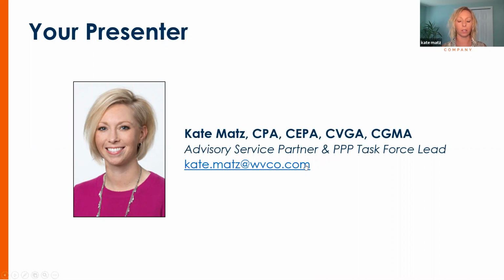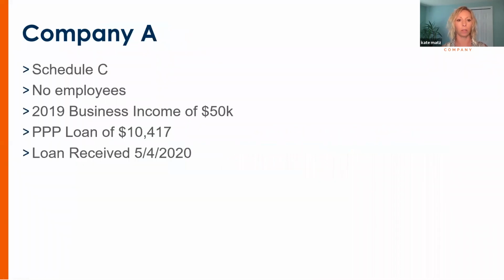All right, so let's get started here. I mentioned we'll work through these couple of examples with companies, and we'll start out with the example of company A. This is a Schedule C company that has no employees. 2019 business income was $50,000. This would be the net income from the business on line 31 of Schedule C is what we're referring to here. They were able to get a PPP loan of $10,417, and they received their loan proceeds on 5/4 of 2020. So we'll take these facts and walk it through step by step as an example of how to use this.